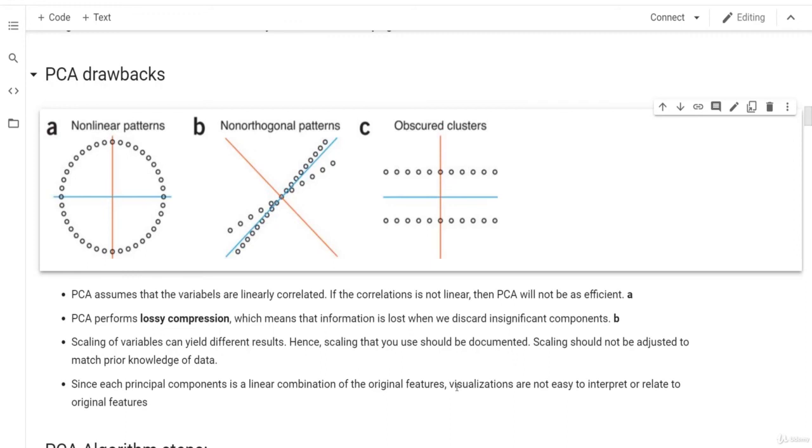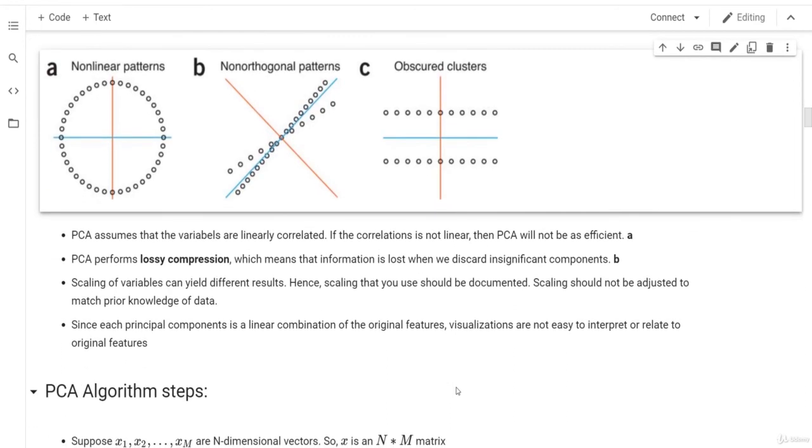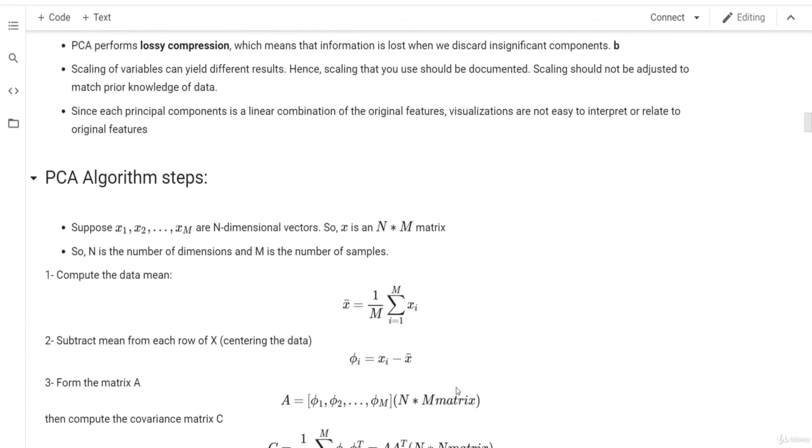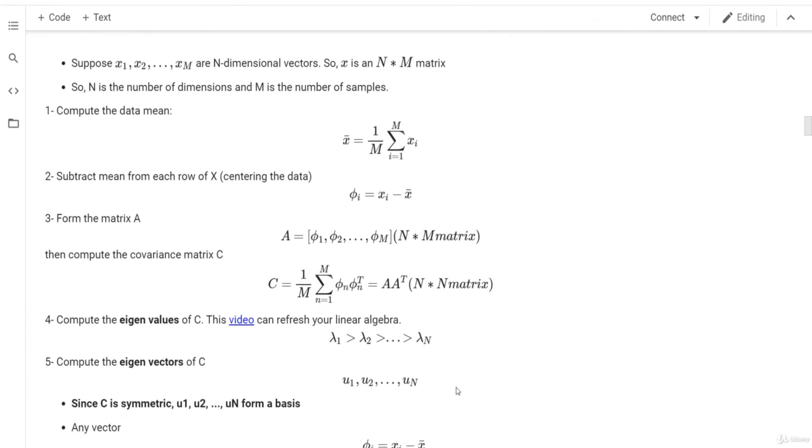So these are the drawbacks of the PCA you need to know, and in the next lesson we will see the PCA algorithm steps. So we will see all the mathematics, we will discuss the pseudocode, and we will even see a video in order to understand the eigenvalues and eigenfaces and other concepts related to the PCA algorithm, right? So let's go to the next lesson.